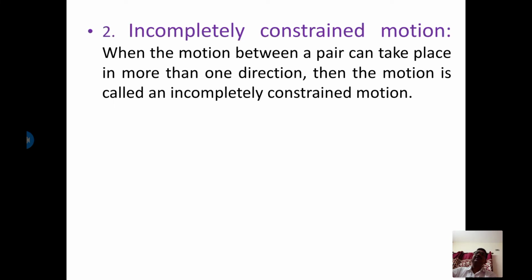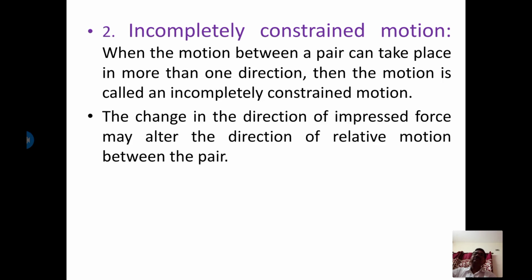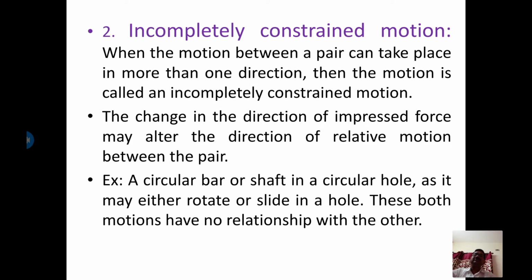Next coming to incompletely constrained motion. When the motion between a pair can take place in more than one direction, then the motion is said to be incompletely constrained motion. The direction of impressed force may alter the direction of relative motion between the pair. Whatever the direction of applied force, that will change the direction of motion of the element. That's why it is called incompletely constrained motion.